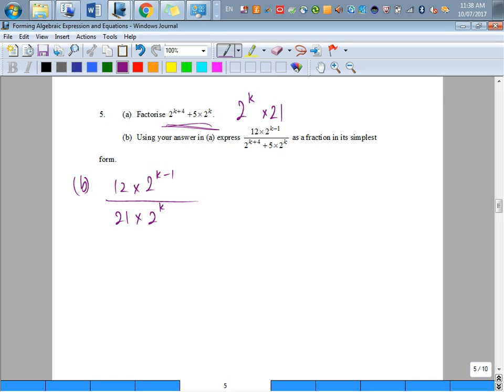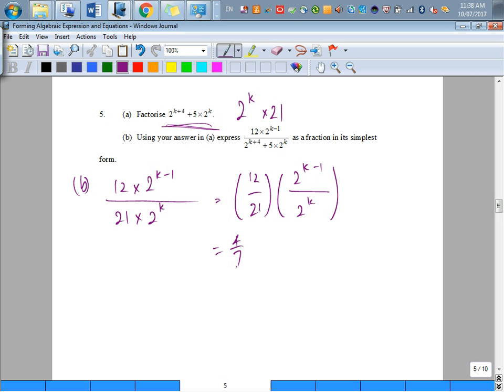Yeah, 12 and 21. We can consider this like this: 12 over 21, and then 2 to the power k minus 1 over 2 to the power k. They're the same thing. So let's do the easy part. 12 over 21, we divide both sides by 3, you get 4 over 7.